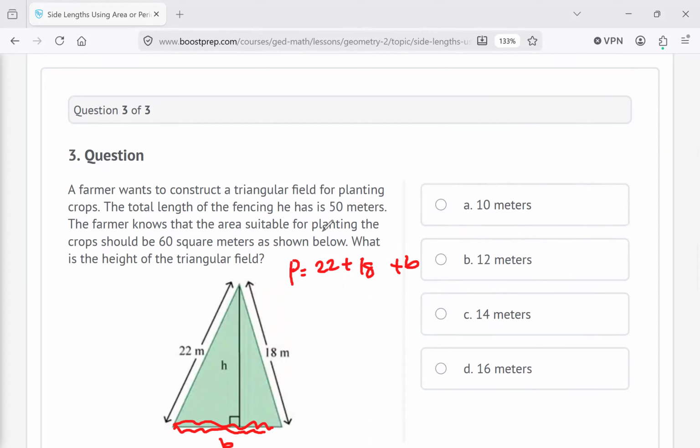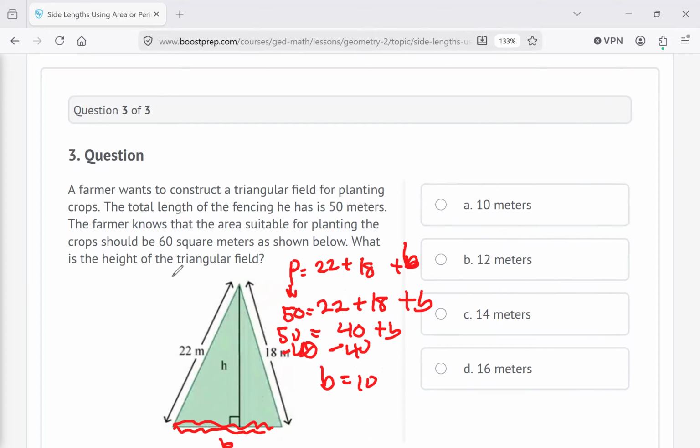So I can find this unknown side length because they tell us that the perimeter is given as 50. So it's going to be 50 equals 22 plus 18 plus B. And then what is 22 plus 18? 40. And then subtract 40 from both sides. So, sorry, what's 50 minus 40? 10.